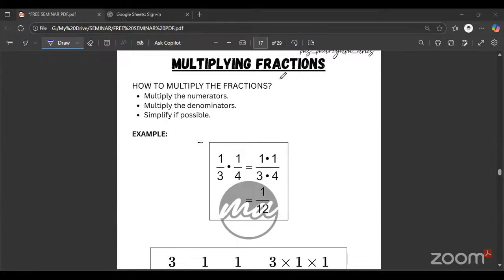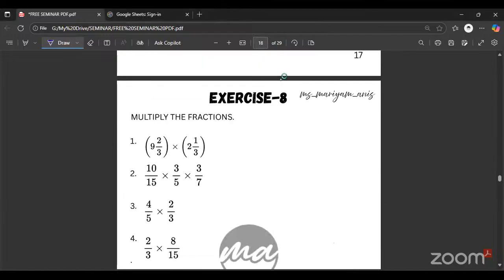Multiplying fractions. How to multiply the fractions? First, multiply the numerators. Second, multiply the denominators. Simplify if possible. So in multiplying, there's not an issue at all. It's a simple work which you have to do. So now I'm directly going for the questions, okay?